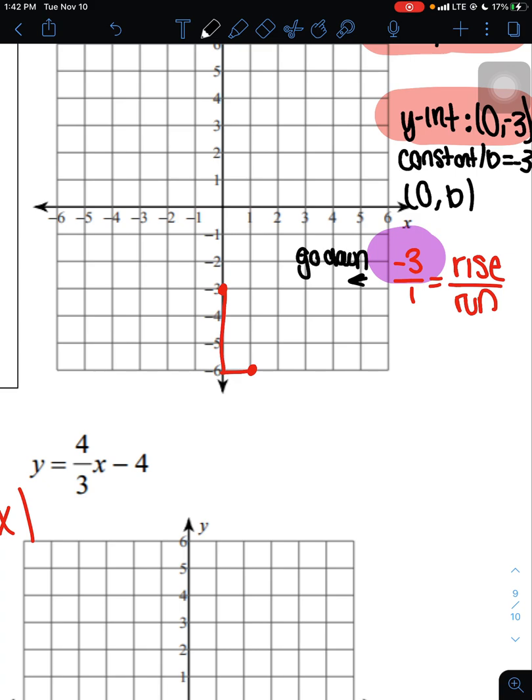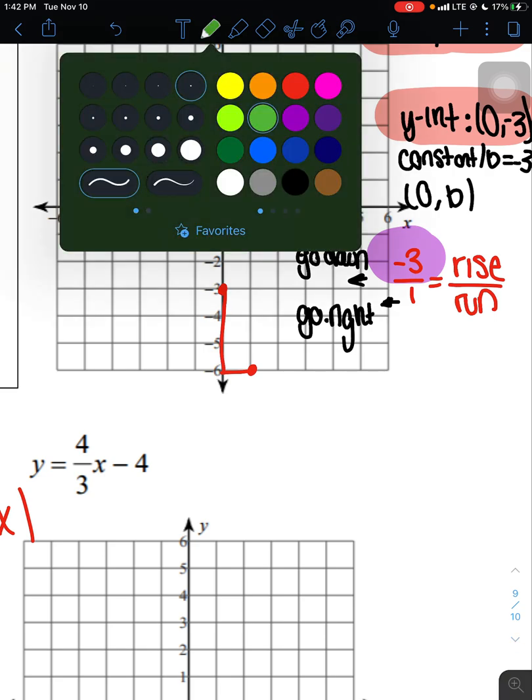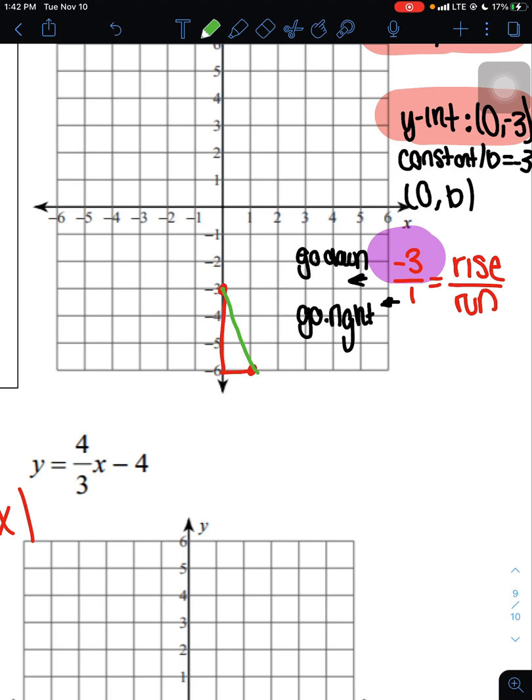However, the 1 is still positive, so I know I need to go to the right. However, I can no longer go down on this side. There's no way I can extend the graph, so I'm going to have to go in this direction now. So I'm going to do the reverse of what I just did to get these answers.